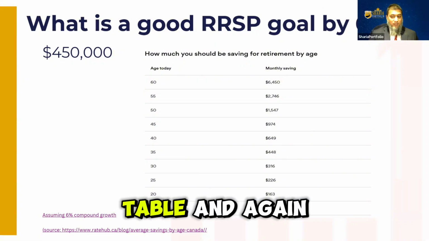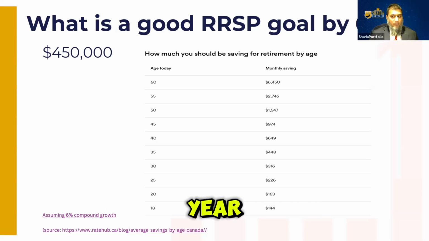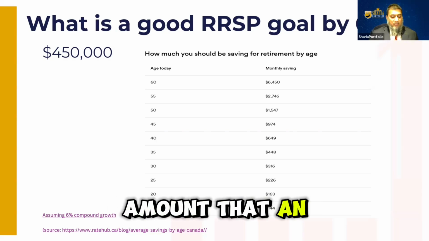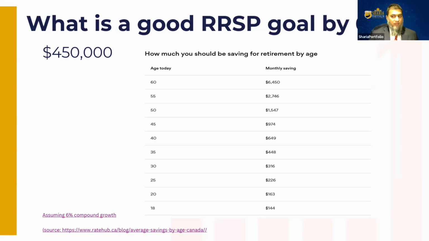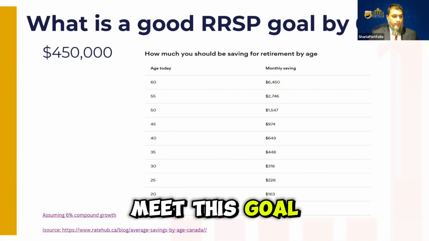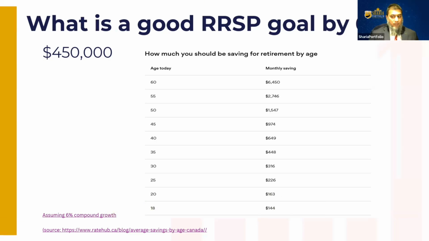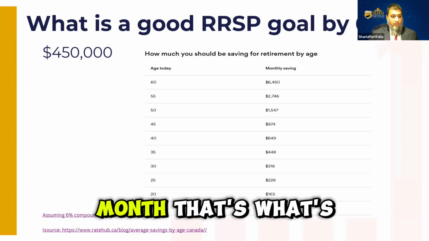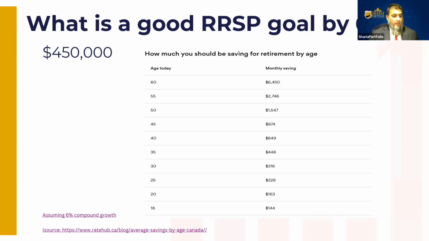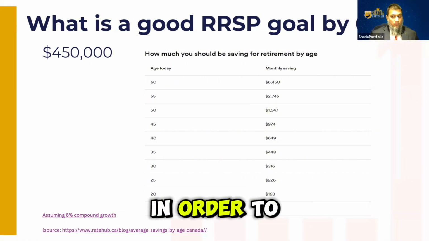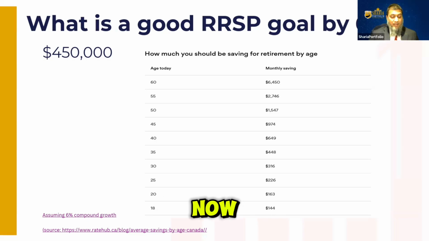As you'll see in this table, and again, this is assuming a 6% compound growth year over year, this is the amount that an individual needs to be putting aside per month in order to meet this goal. Now you'll notice for an individual who's 18 years old, it's $144 a month. That's what's needed. If a person starts when they're 18 years old and they're putting $144 a month, that's all they need to do in order to have a $450,000 retirement at age 65.